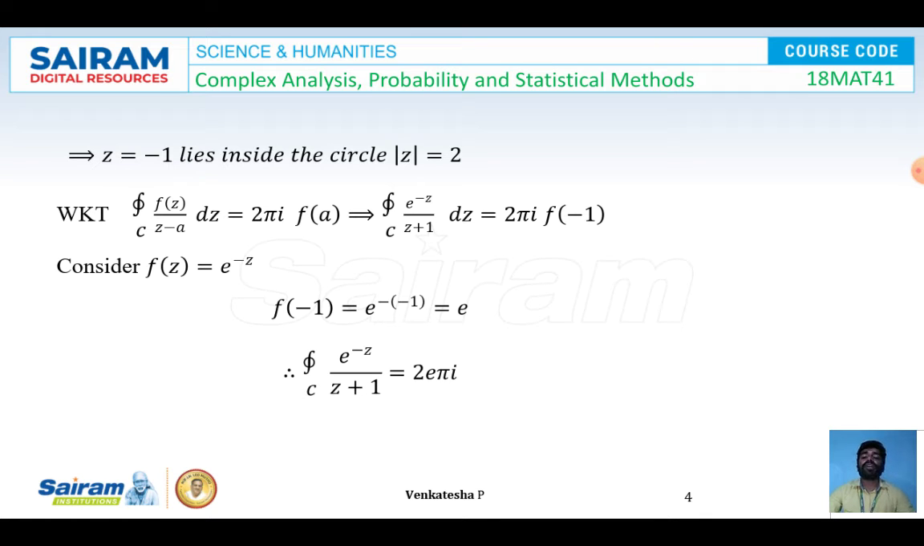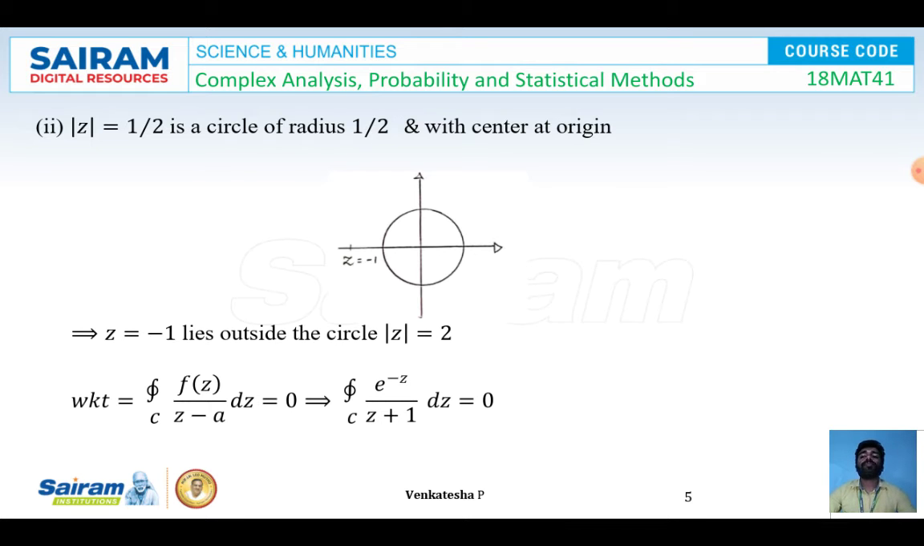To find that, take the function f(z) = e^(-z). In this function, replace z = -1. I'll be getting f(-1) = e^(-(-1)), which is given by e. So hence I got the integral of e^(-z)/(z+1) dz = 2πe i.